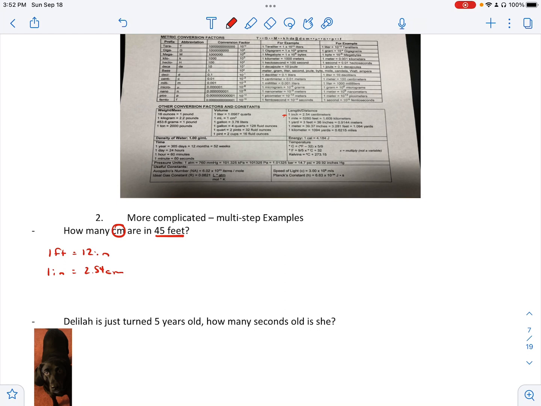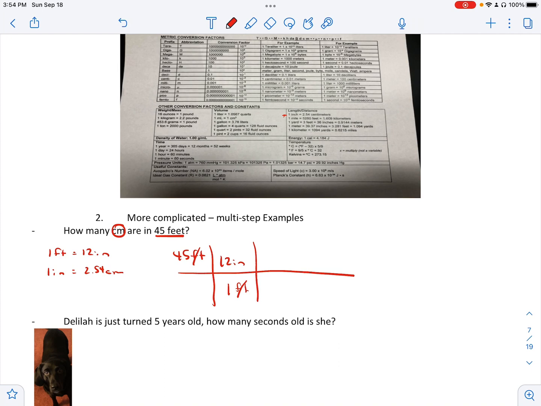We're always going to start with what's given to us in the problem, what we underline. So 45 feet goes on our T chart. Then we're going to put those equivalent statements over each other to get them to cancel out. So we're going to have 1 foot and then 12 inches. Feet are going to cancel. Okay, now we're at inches.